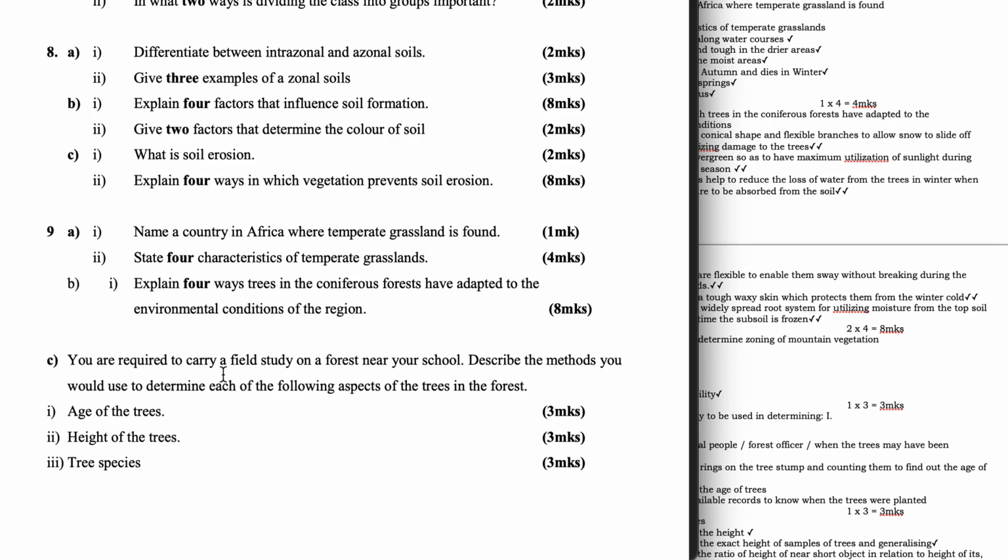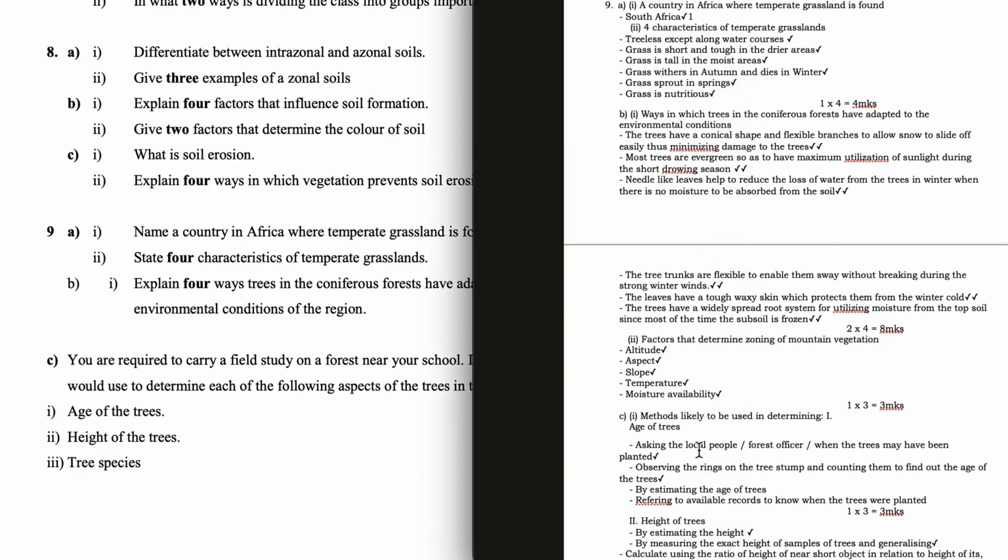Question C. You are required to carry out a field study on a forest near your school. Describe the methods you would use to determine each of the following aspects of trees in the forest. Age of trees: asking the local people, or asking a forest officer, observing the rings on the tree trunk and counting them to find out the age of the trees, estimating the age of trees, referring to the available records to know when the trees were planted.